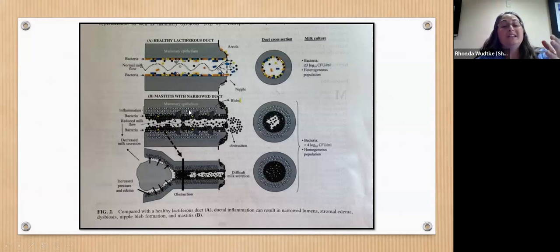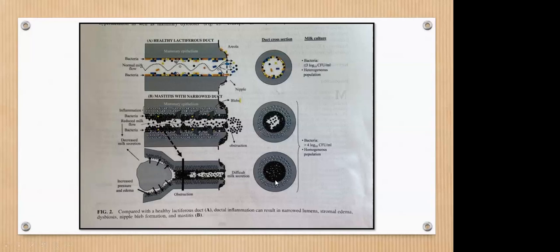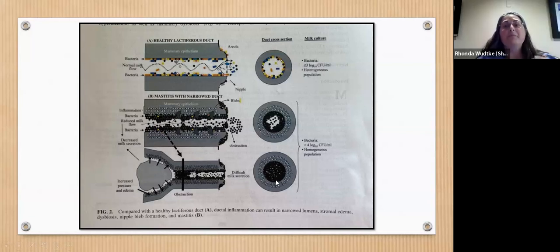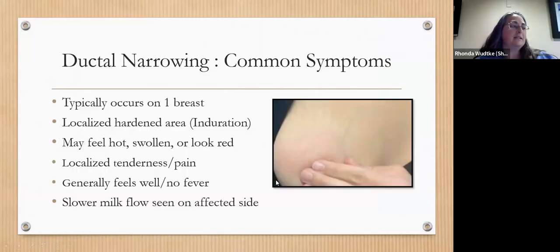And if we continue to not be able to get things under control and help the parents, then we get to the place where we have this obstruction. Okay, we have pressure, we have edema, we have all of that inflammation still, and now that duct is pretty much completely blocked where they cannot get that flow. These are some of the common symptoms of ductal narrowing.